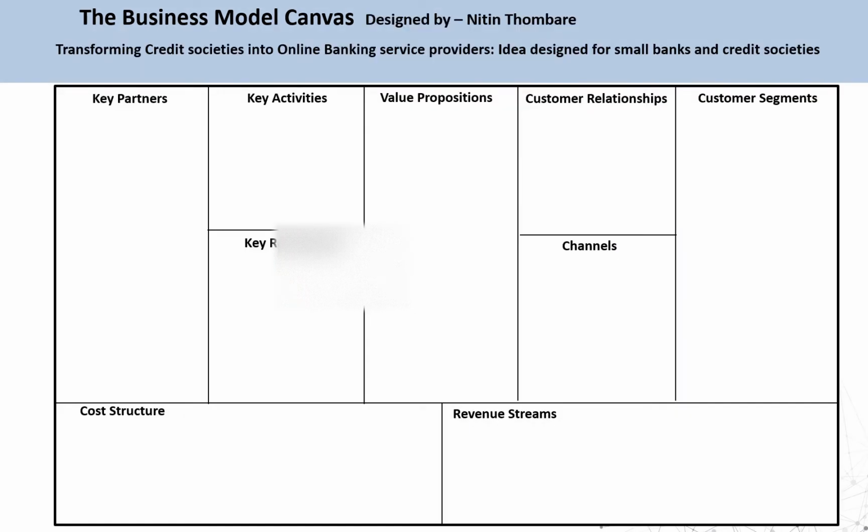So now I'm going to explain the business model with the 9 building blocks, which is available as a part of this course, Business Model Canvas. So my idea is transforming credit societies into online banking service providers, and this idea is designed for small banks and credit societies. So the first thing that I need to do is identify all the customer segments and take the conscious decision to select the one which is appropriate.